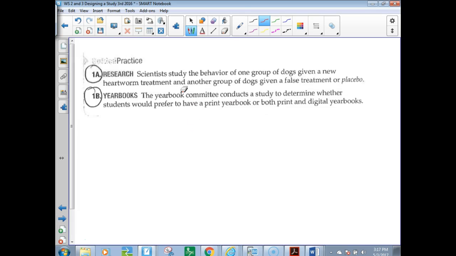All right, let's do a couple of questions that they didn't give us any answers to. Scientists study the behavior of one group of dogs given a new heartworm treatment and another group of dogs given a false treatment or placebo. What is this? Is it an experiment, observational study, or survey? That's an experiment.